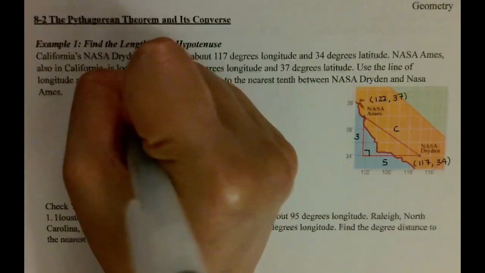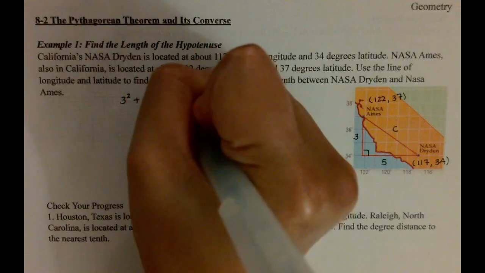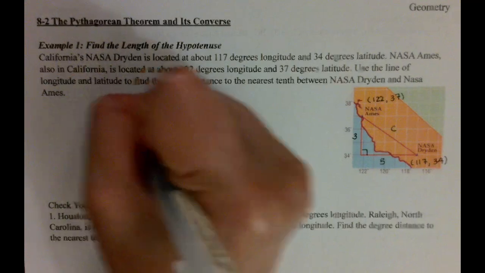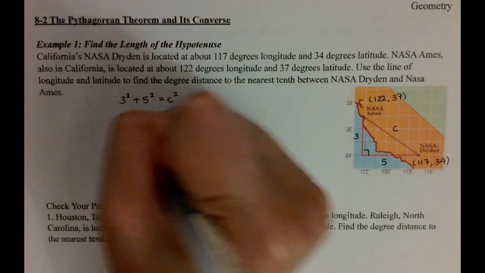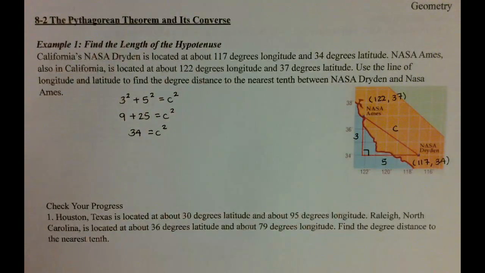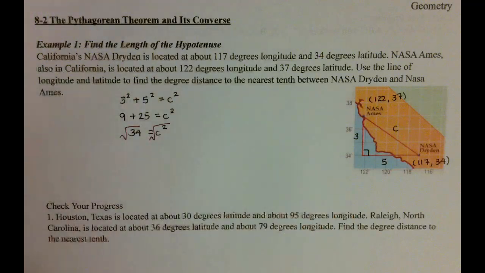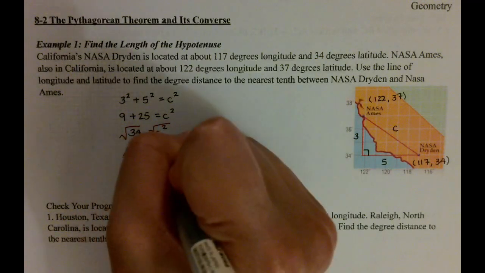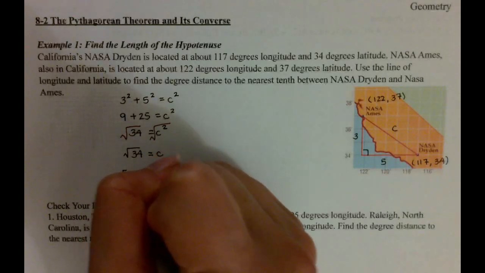So what we can do is 3 squared plus 5 squared equals our unknown distance squared. 3 squared is 9, 5 squared is 25. 9 plus 25 is 34. Then we square root both sides to get c by itself. The square root of 34 is the distance. However, that's not very helpful in helping us realize how far that really is, so this is approximately 5.8.